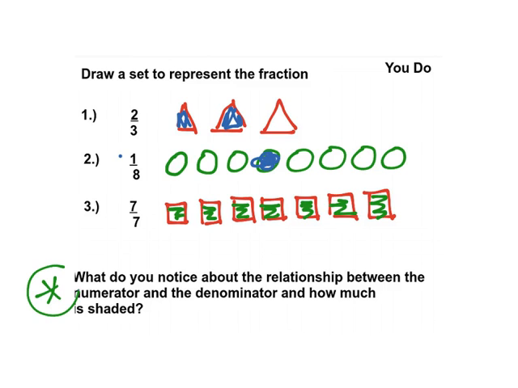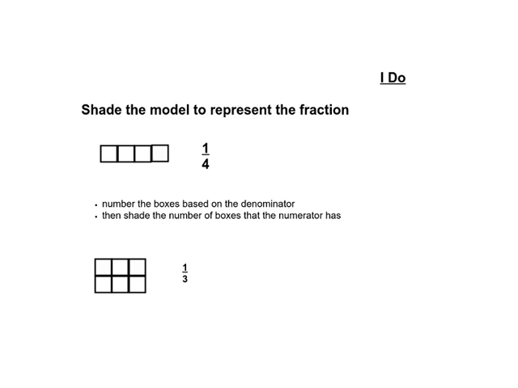Now this question down here, it says, what do you notice about the relationship between the numerator and the denominator and how much is shaded? So I want you to kind of take a look. What do you notice? Well, hopefully you're noticing that on these fractions right here, my numerators are all smaller than my denominators, okay? But now down here, they're the exact same. So my numerator in these particular fractions is less than or equal to my denominator. Just kind of a little something to keep in your head.